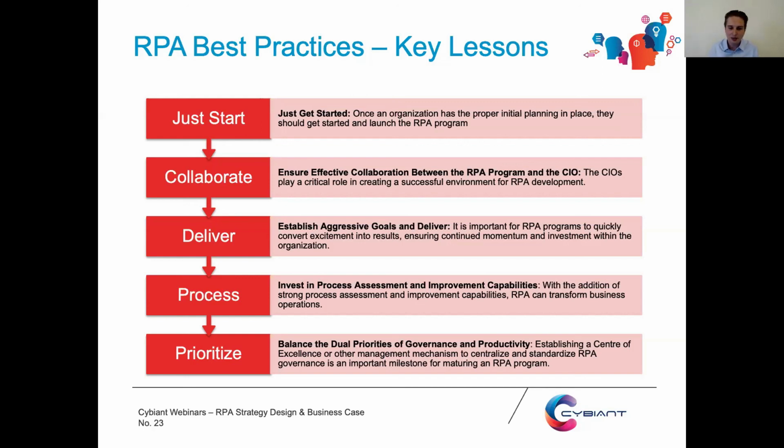Third, establish aggressive goals and deliver. So that is what we mean with building up the capabilities and doing these typical use cases. Then invest in the process assessment and improvement capabilities. This is exactly what we've seen when we talked about the RPA Maturity Model. And then last but not least, balance the dual priorities of governance and productivity. So this is also the key point I wanted to make when we talked about business cases.